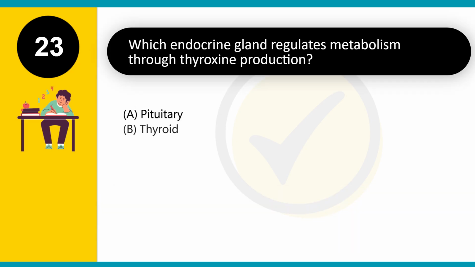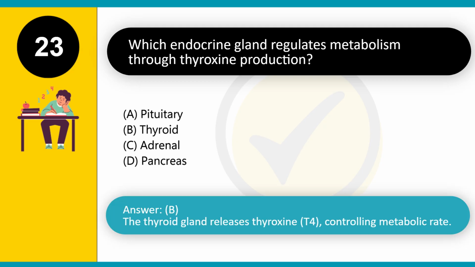Which endocrine gland regulates metabolism through thyroxine production? A. Pituitary. B. Thyroid. C. Adrenal. D. Pancreas. Answer, B. The thyroid gland releases thyroxine, T4, controlling metabolic rate.